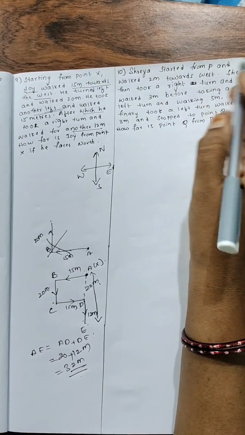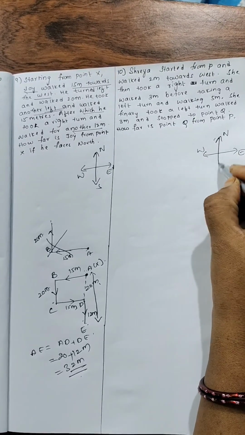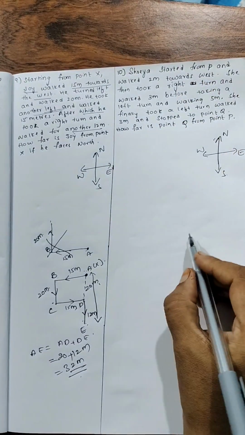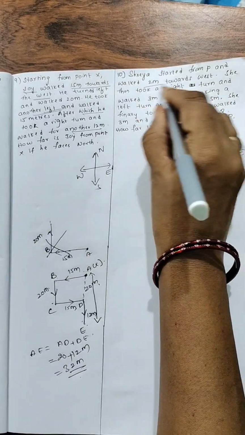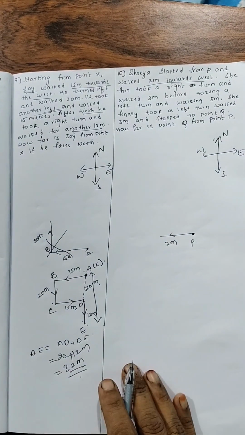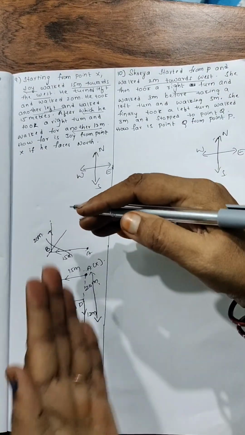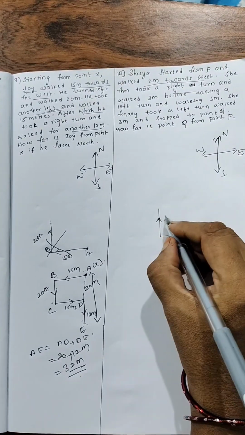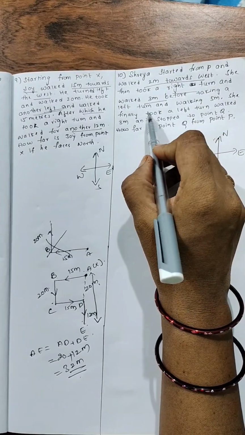Shreya started from P. North, east, west, south. Right? Shreya started from P. Some point P you keep here. And walked 2 meters towards west. So this is the west direction. Walked 2 meters towards west. Okay. Now next, she took a right turn. Here she stood. This will be the right. She took a right turn and walked 3 meters before taking a left turn.